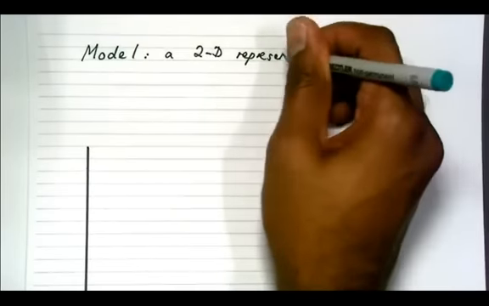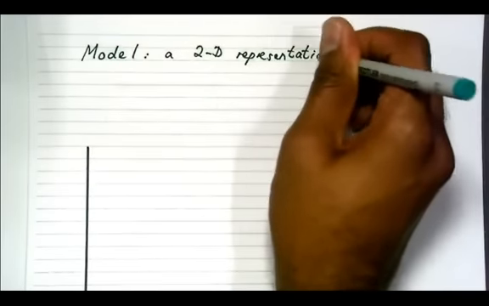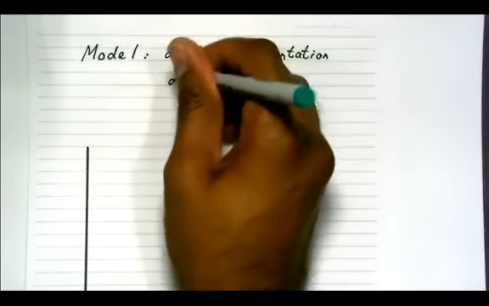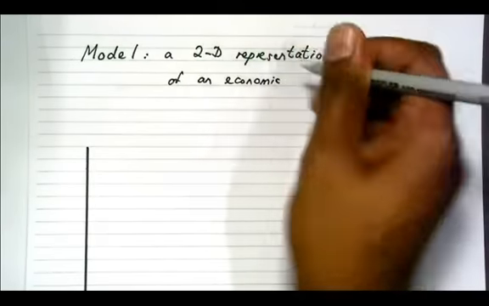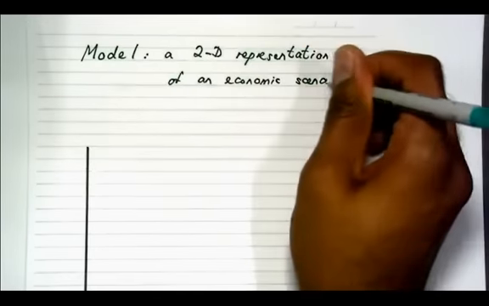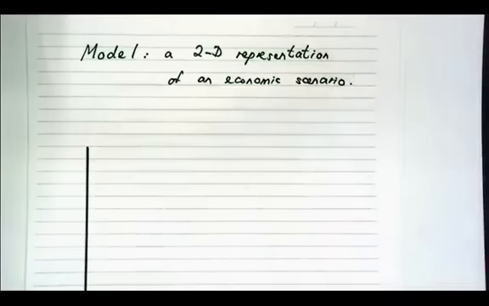So they're on a flat surface. It's a 2D representation of an economic scenario. I.e., it's not 3D. You don't need 3D glasses. You don't need a computer to look at that model. It's a 2D representation. There's a y-axis, there's an x-axis. I can draw it on a flat surface to help us analyze some sort of economic situation.